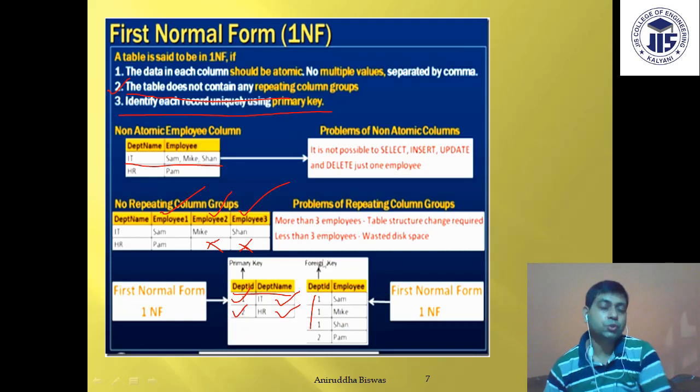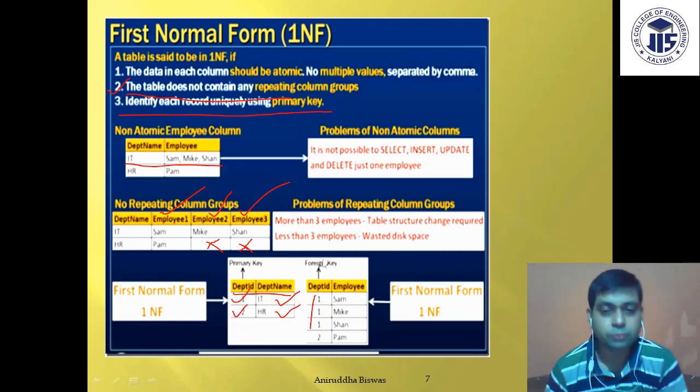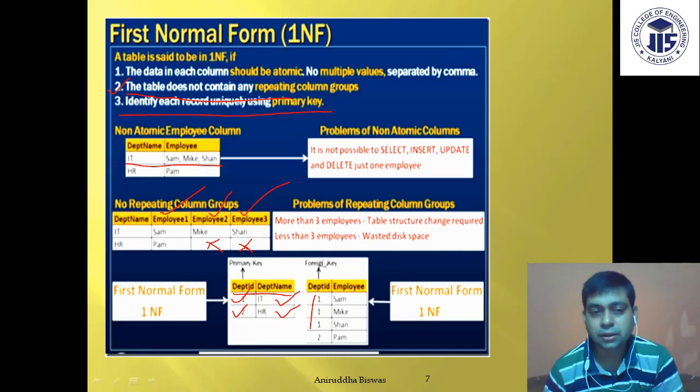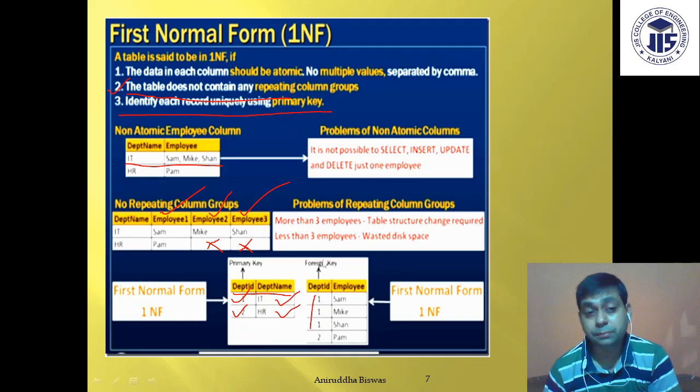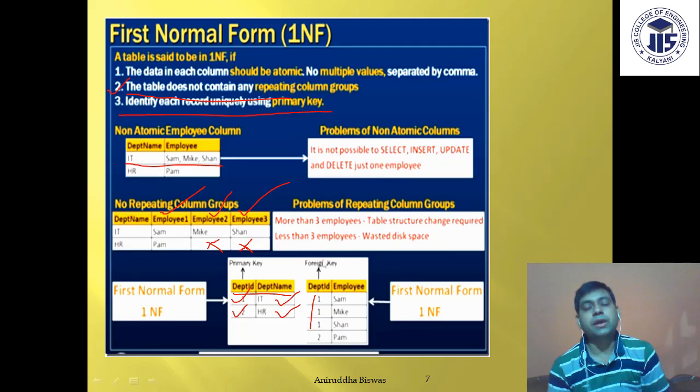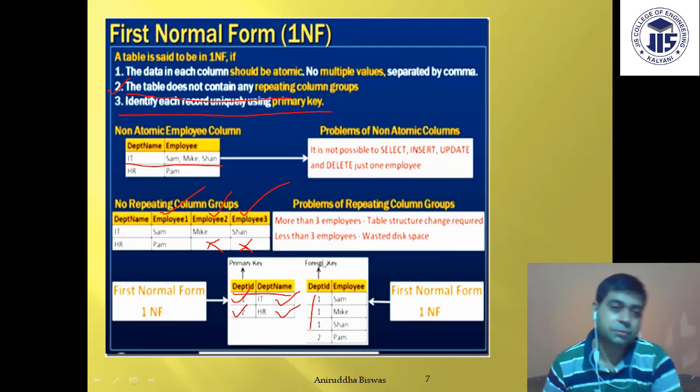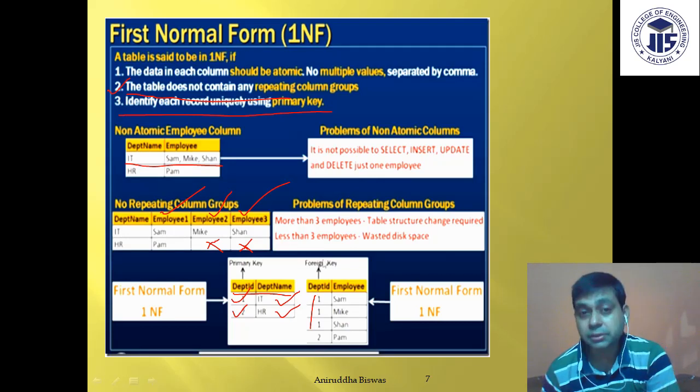That means there should be atomic values for every column. There should be no repeated values or repeating column groups. Okay, so every column or attribute must be atomic, that means irreducible.